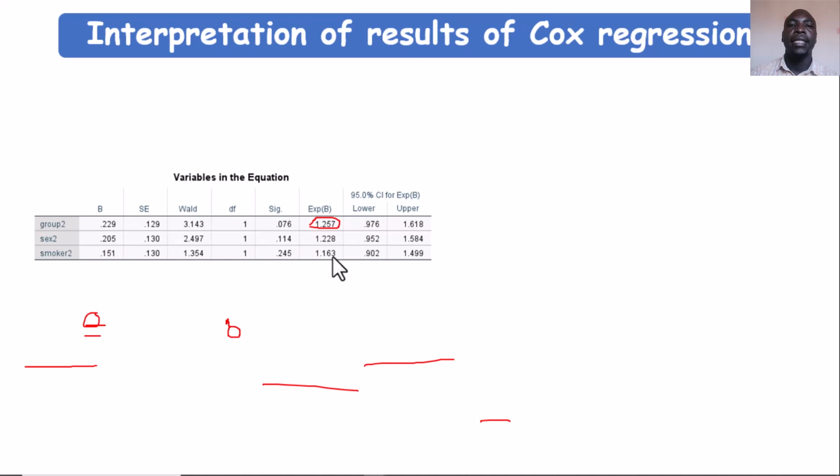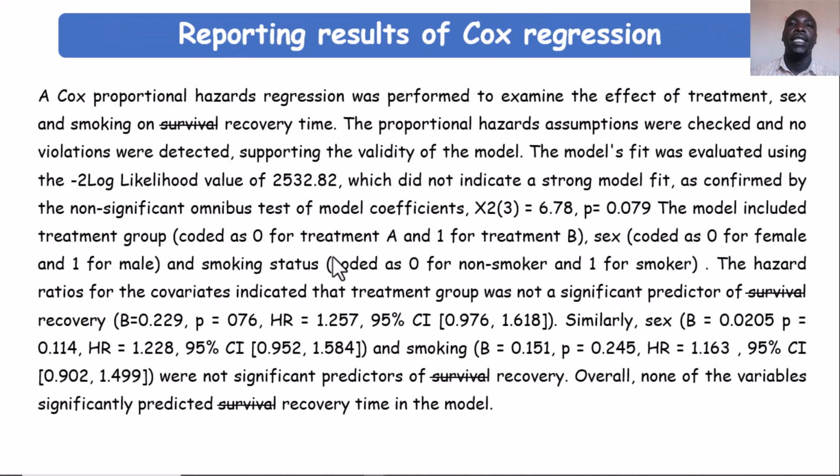So next we look at how we now report the results of Cox regression. This is how you would report the results for your research output. Feel free to pause so that you can read through. But you can see that in our case, since our event of interest was recovery, I'm replacing wherever we have survival with the word recovery. But if our outcome, for example, was death, then survival would be applicable here.